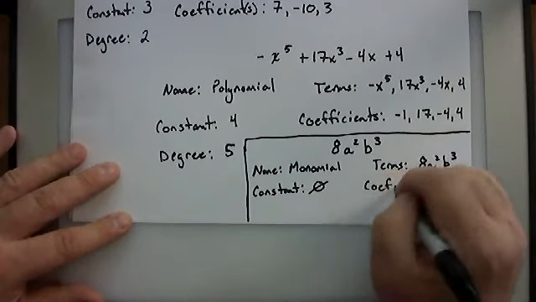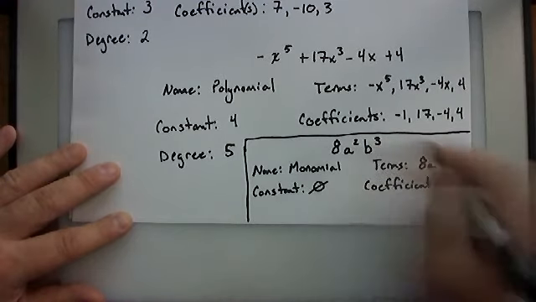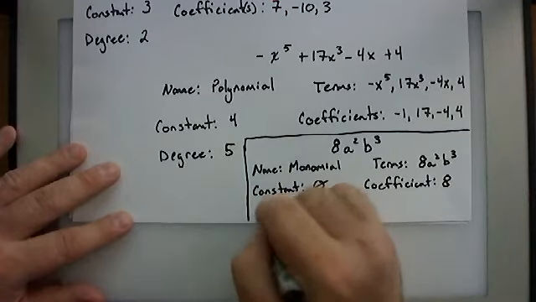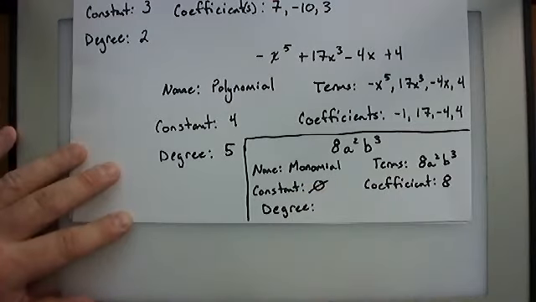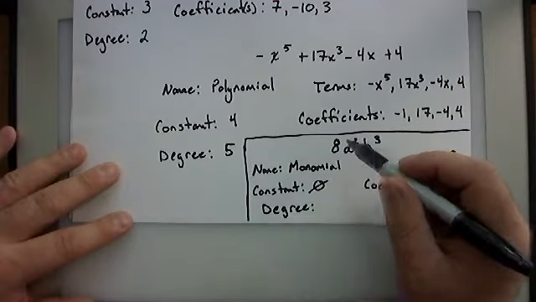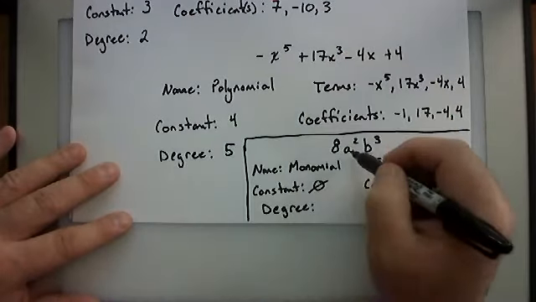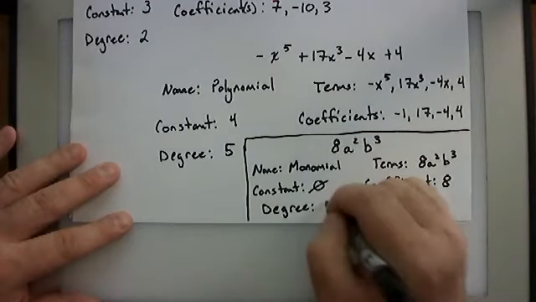The coefficient, in this case there is only one, is the number in front of the variables. In this case, it is 8. And this is the tricky part. The degree is the highest power, but this is all one term, so you actually have to add the powers up. Up here, this only had one power, so its degree was 5. Here, it has a squared and b to the 3rd, so this piece has a degree of 5.